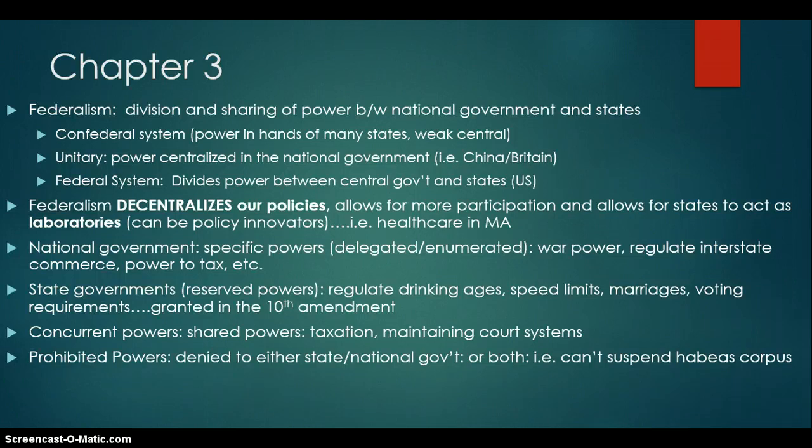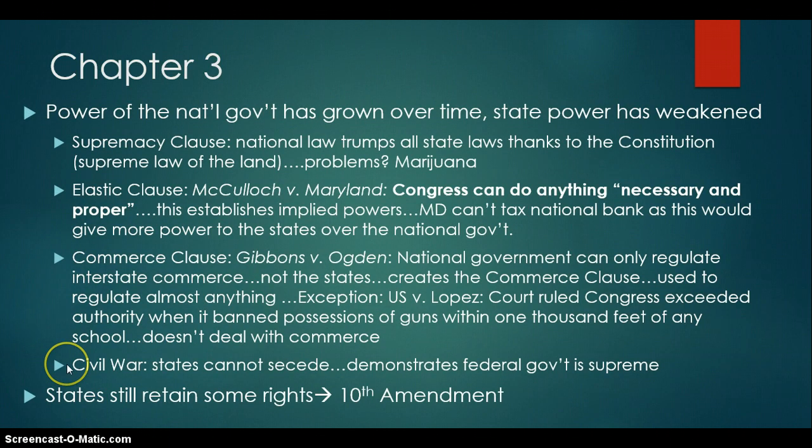And then you also have something that's called prohibited powers. These are either denied to the national or state governments, or actually both. So, for example, an example of prohibited powers would be that the state or national government cannot suspend habeas corpus. You have a right to due process. You have the right to be heard. You have the right to a trial and an impartial jury, as we know from the Bill of Rights.